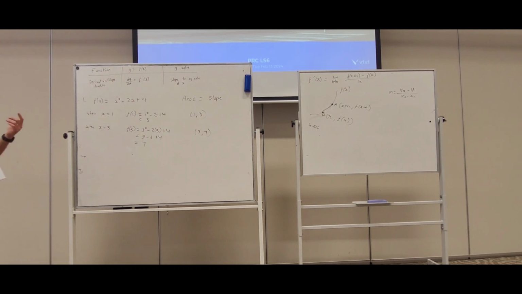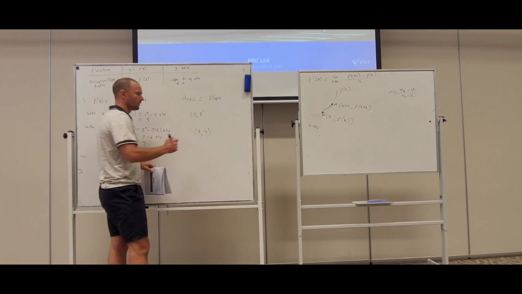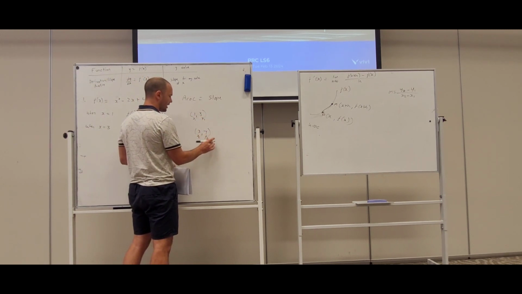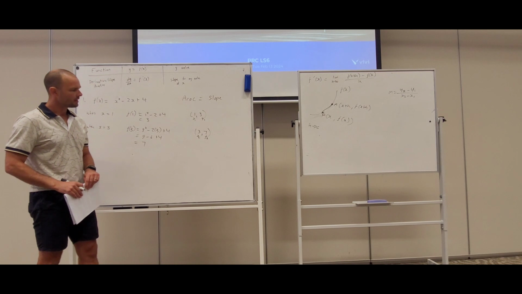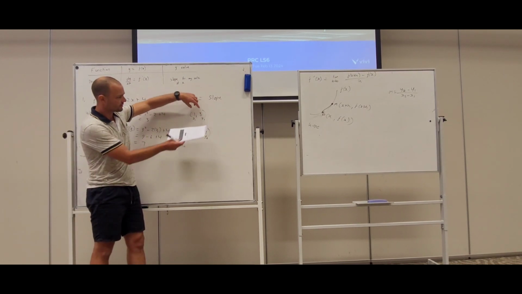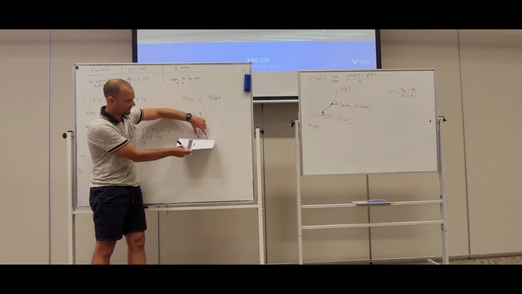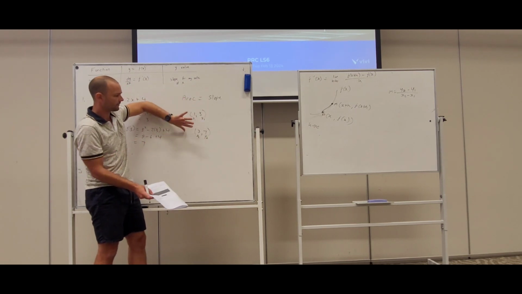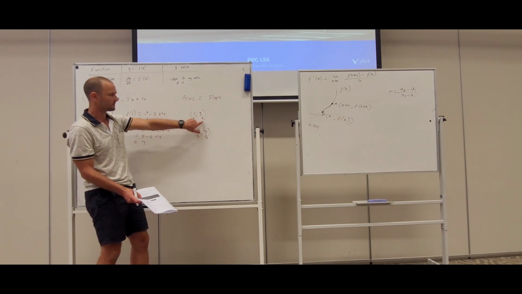Now, I've said the average rate of change is the same as the slope: y2 take y1 on x2 take x1. It doesn't matter what we denote as y2, as long as x1 and y1 are together and x2 and y2 are together. That's the second coordinate, this is the first coordinate. Doesn't matter if they were around the opposite way as long as the subscripts are the same.